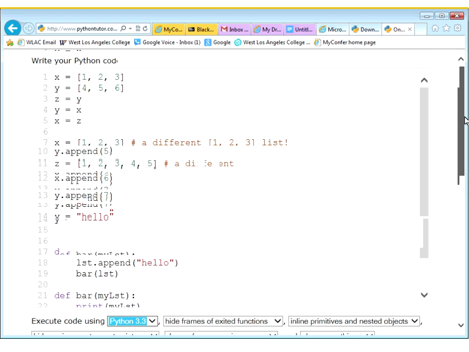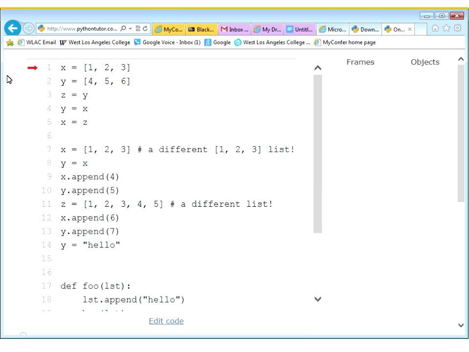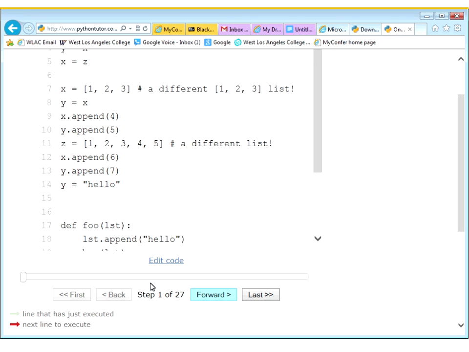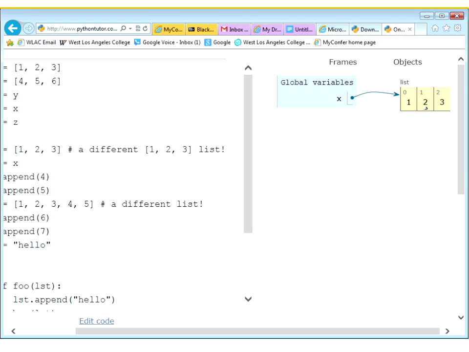If you look at this example, I'm just going to run it. It's a sample that they have here. This is a pretty complicated little program. If you see Visualize Execution, notice that it basically starts to run. It shows you a red cursor where the line is going to execute next. You can see it's at 1, and you can go line by line. If you go down to the bottom, it says forward. Notice that this program has 27 instructions, and you're on step 1 of 27. If I hit forward, it will run the next line of code. Notice here, it executed this code. If you look at the right here, you can see that it created a global variable called x, some sort of list, and it has the values 1, 2, 3.